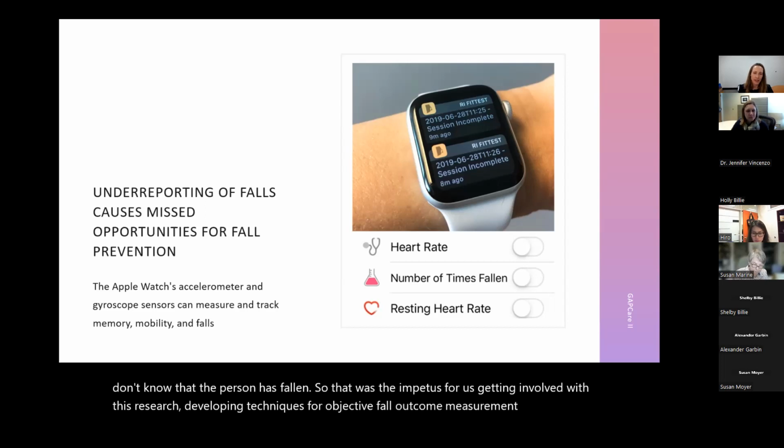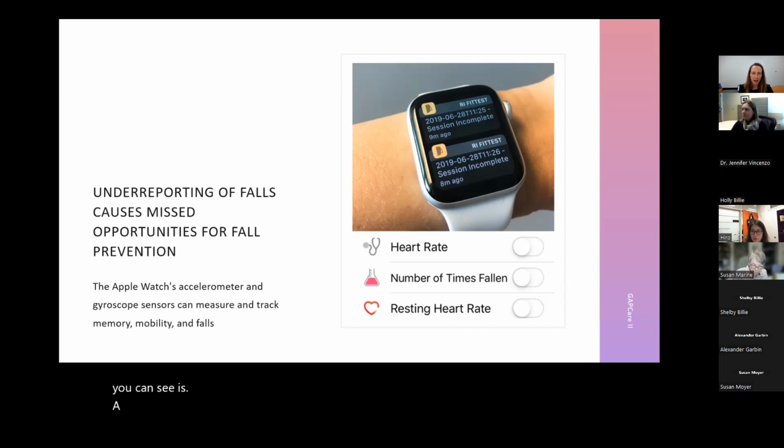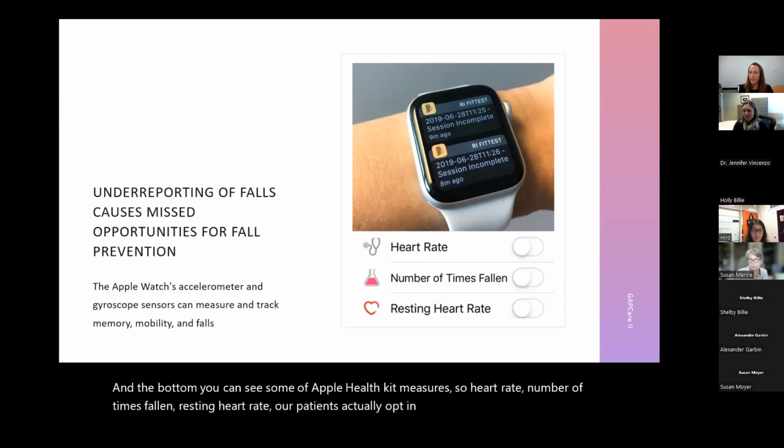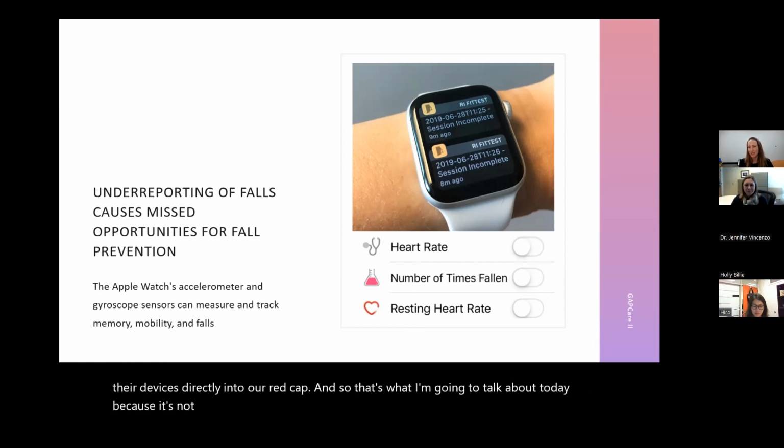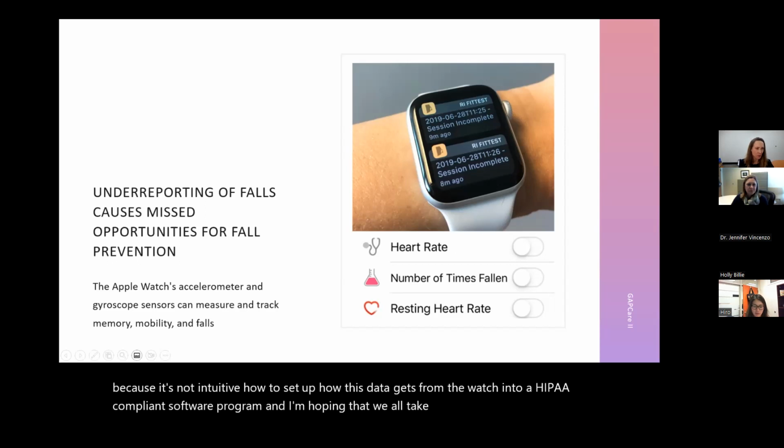And here what you can see is a notification that is provided on an Apple Watch that there is a session that a patient in our clinical trial needs to do. And on the bottom, you can see some of Apple HealthKit measures. So heart rate, number of times fallen, resting heart rate. Our patients actually opt in to have their data provided from their devices directly into our REDCap. And so that's what I'm going to talk about today, because it's not intuitive how to set up how this data gets from the watch into a HIPAA compliant software program. And I'm hoping that we all take something away from it.